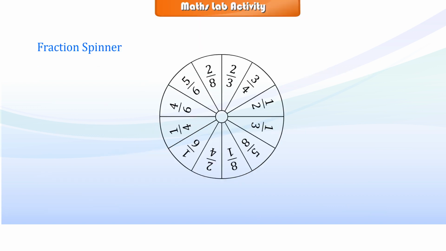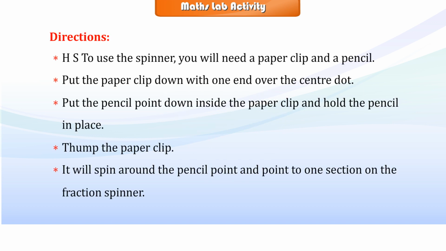Math lab activity. Fraction spinner. Directions. To use the spinner, you will need a paper clip and a pencil. Put the paper clip down with one end over the center dot. Put the pencil point down inside the paper clip and hold the pencil in place. Flick the paper clip. It will spin around the pencil point and point to one section on the fraction spinner.